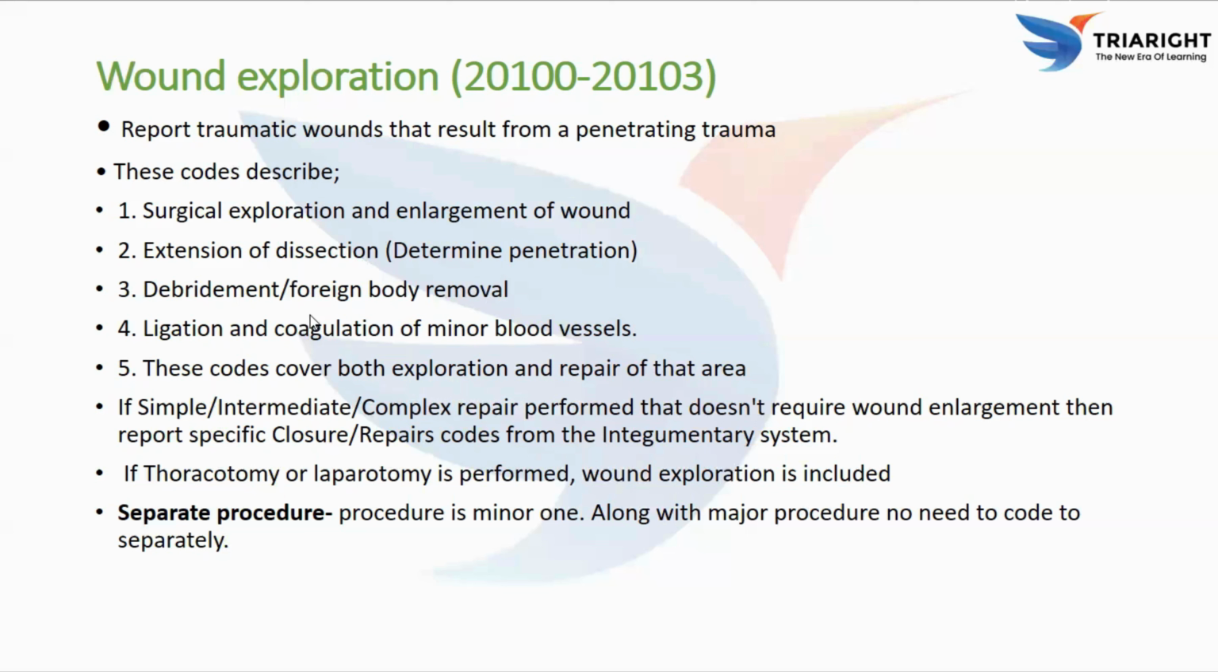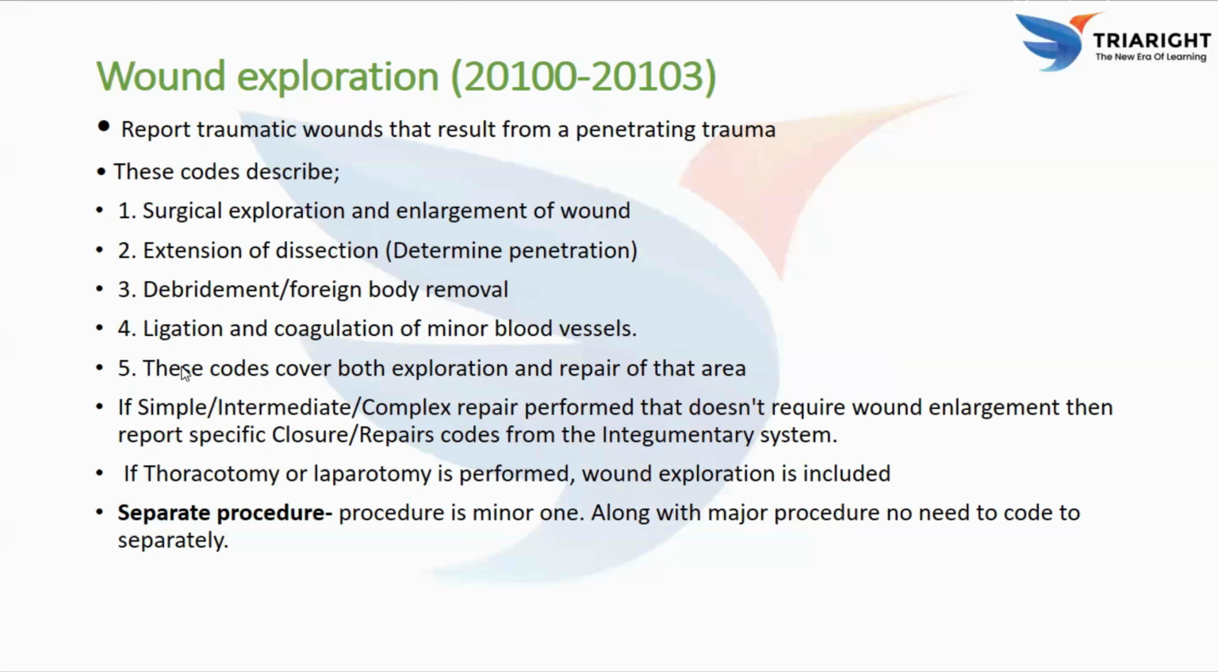Third is debridement and foreign body removal. That is removal of dead or contaminated tissue, and materials like glass, metal, wood, bullets or other objects. This debridement is included in the exploration code. Fourth is ligation and coagulation of minor blood vessels. Small blood vessels may be tied off, ligation, or cauterized, coagulation. Only minor vessels are included.